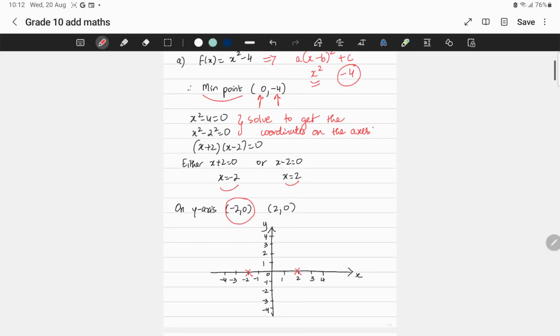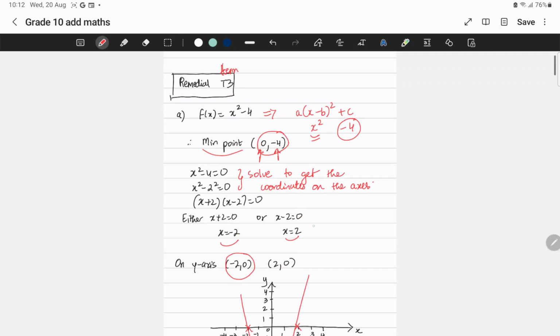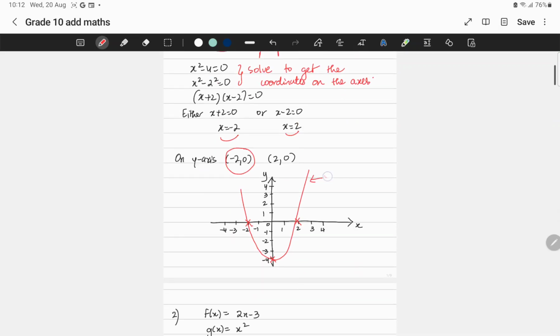The next coordinate is the minimum point. Minimum point is 0, minus 4. 0, minus 4 is here. So your sketch should be like this. This is your graph, y is equal to x squared minus 4.